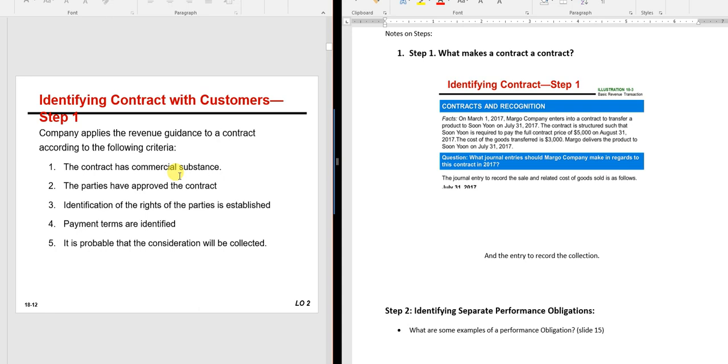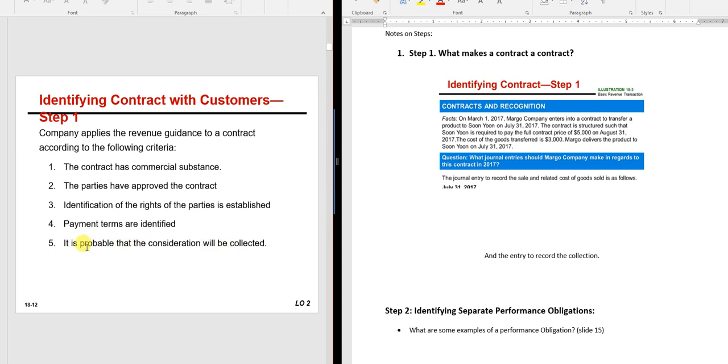The parties have approved the contract, so we both signed it. The identification of the rights of the parties is established, so you're going to give me your car and I'm going to give you $10,000 or whatever it is, and once you give me the $10,000, I also sign over the title. Payment terms are identified, and it is probable that the consideration will be collected. So in this case, we actually do this.